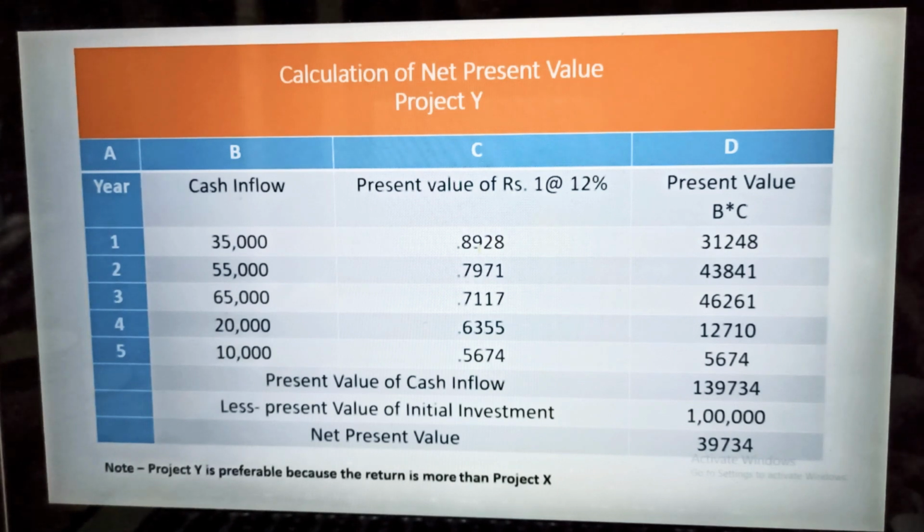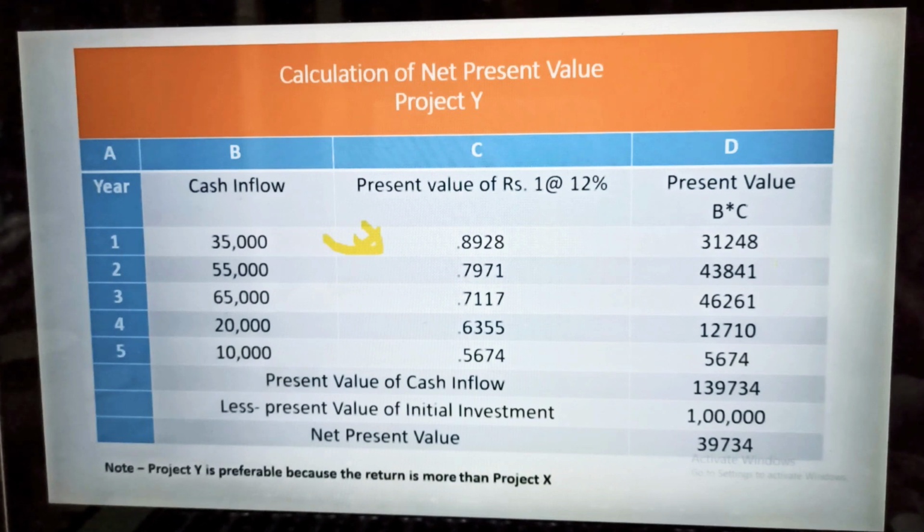It is the same column, 1, 2, 3, 4, 5, up to 5. Then cash inflow I have taken from the question, 35, 55, 65, it is given already. Then in column C we can see the present value of rupee 1, the same values I have taken for 5 years at the rate of 12%. Then we have multiplied, and we have found 31,248 for first year, 43,841 for second year, then third year, fourth year and fifth year.